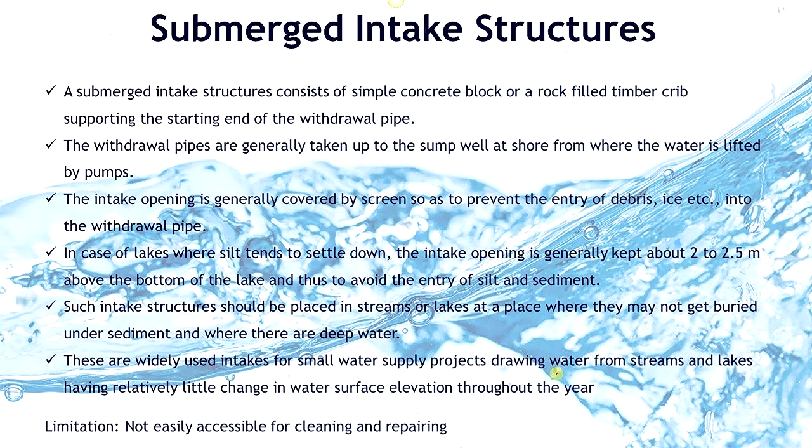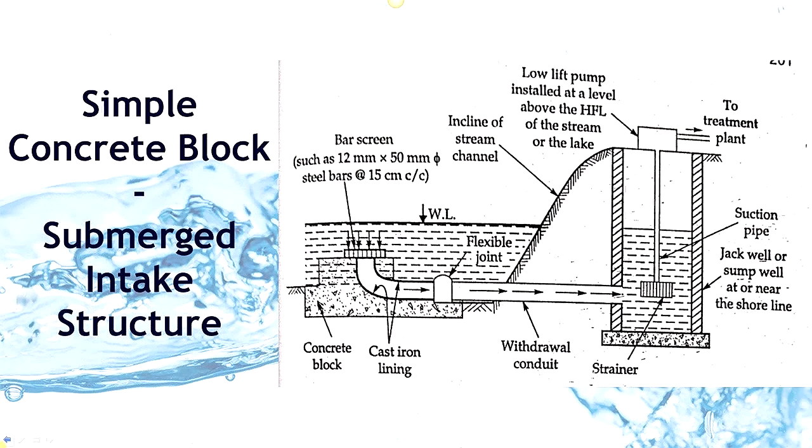This figure shows a simple concrete block submerged intake structure. Here you can see this is the intake pipe or inlet conduit which is submerged in water. A concrete support is provided to the inlet conduit, that is why the name concrete block submerged intake. And at the mouth of the inlet pipe, a bar screen is provided to avoid the entry of large floating matter.